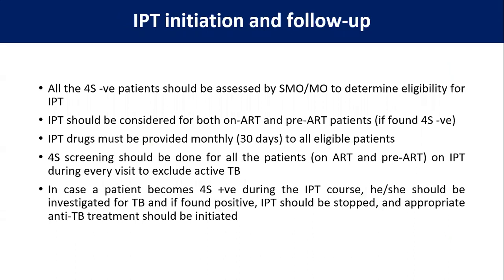Then follow-up. All 4S positive and 4S negative patients should be assessed by the SM or MO to determine eligibility for IPT, and IPT should be considered for both on-ART or pre-ART patients if found negative on 4S symptom screening. IPT drugs must be provided monthly, that is 30 tablets, to all eligible patients, and 4S screening should be done for all patients on ART or pre-ART who are on IPT during every visit to the ART center to exclude active TB. In case a patient becomes 4S positive during the IPT course, he or she should be investigated for TB, and if found positive, IPT should be stopped and appropriate anti-TB treatment should be initiated.